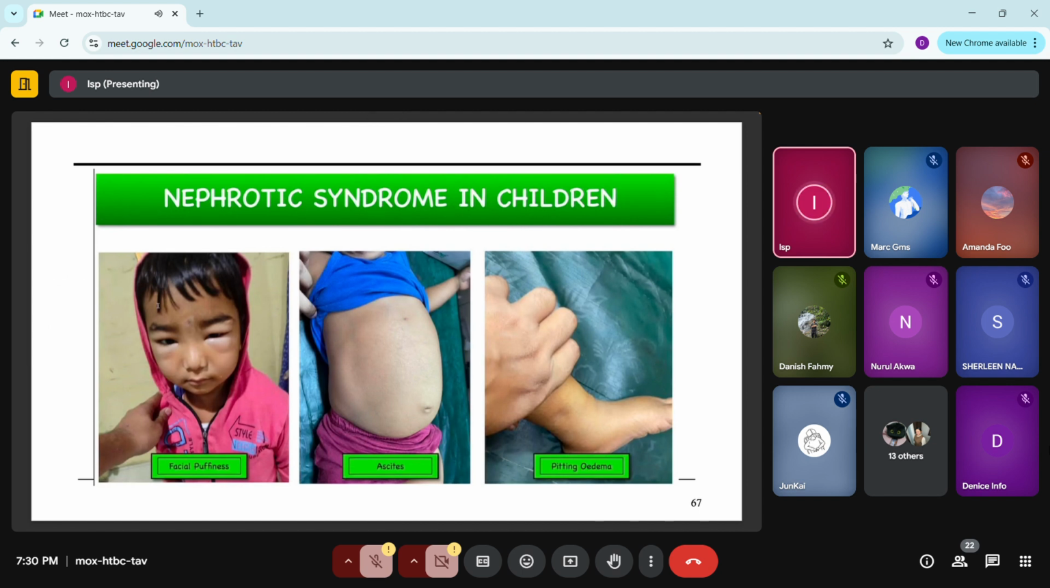What are the features in children, adults? Also, you will see facial puffiness due to fluid overload. They will have ascites and pedal edema.